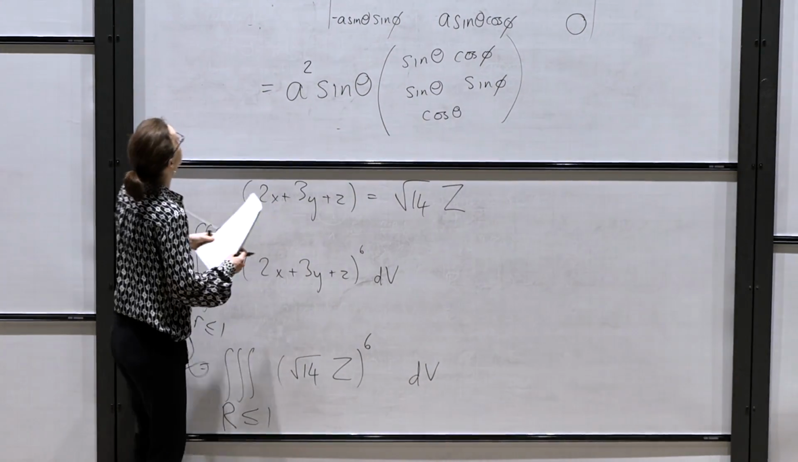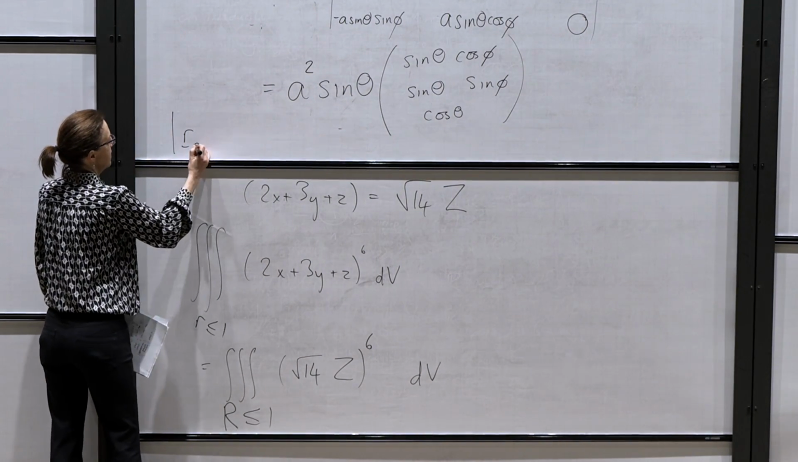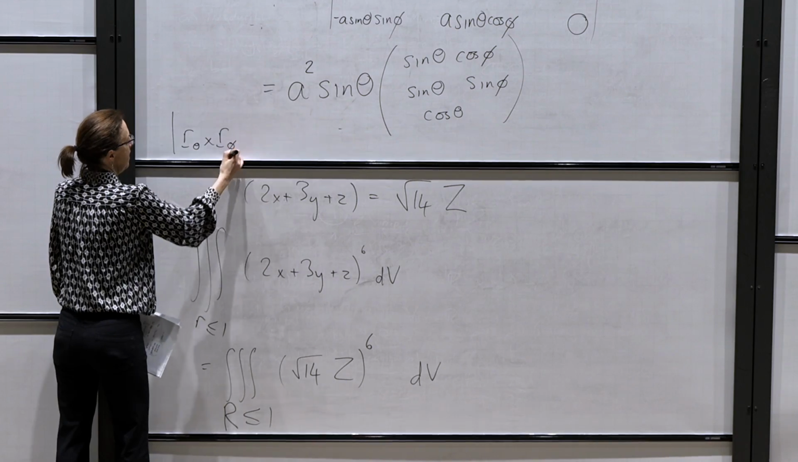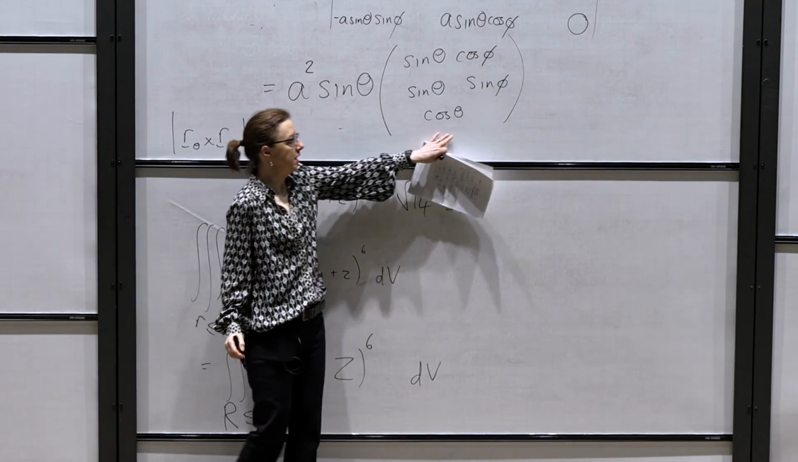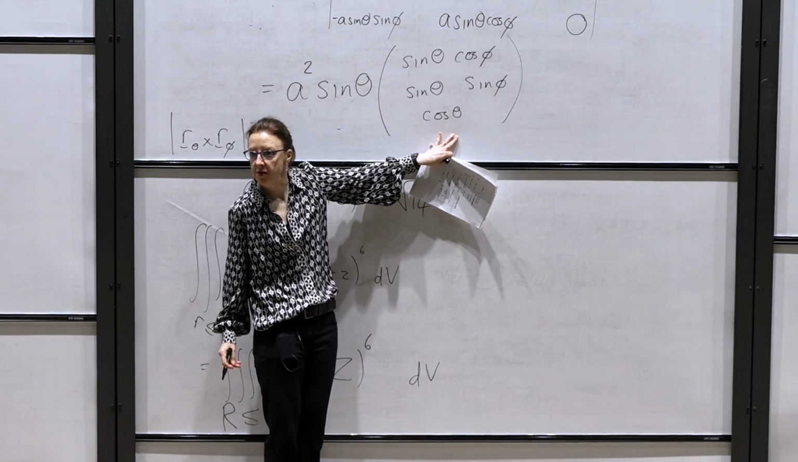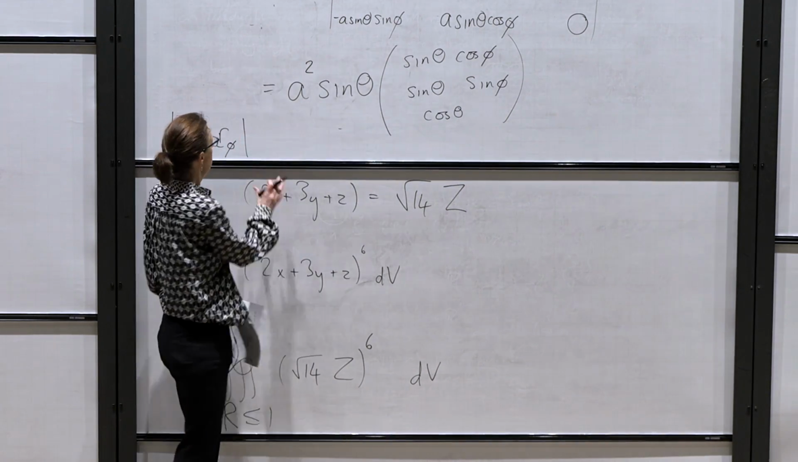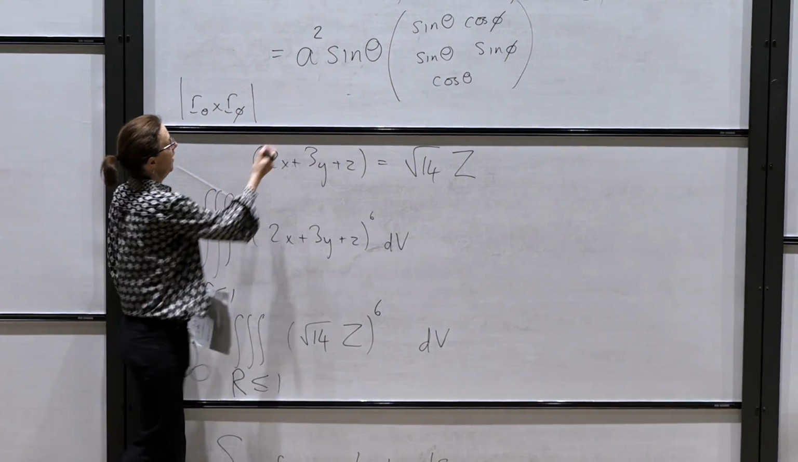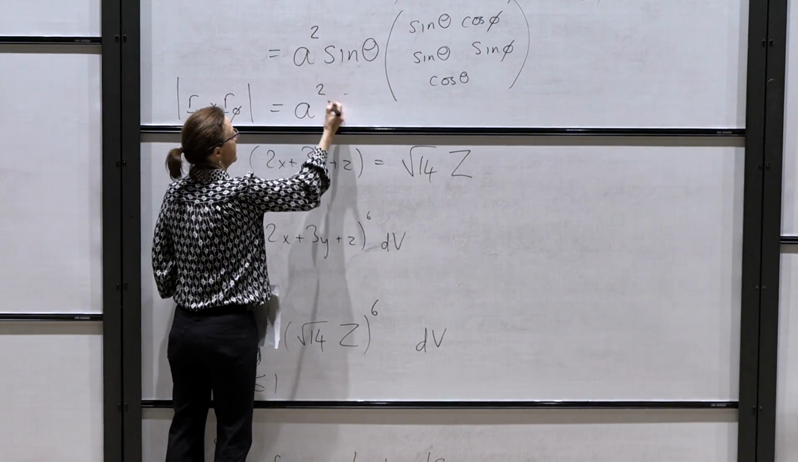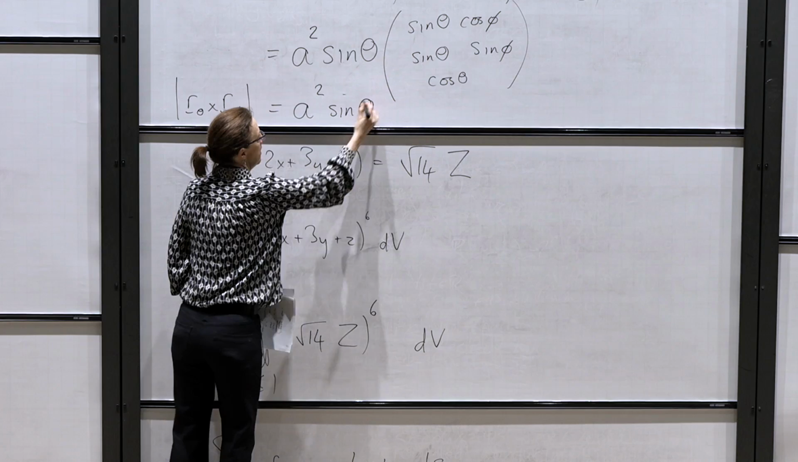So when I'm thinking about the modulus of r theta cross r phi, then the vector here doesn't contribute to the size. So all the magnitudes are in here. And so r theta cross r phi, the magnitude is a squared sine theta.